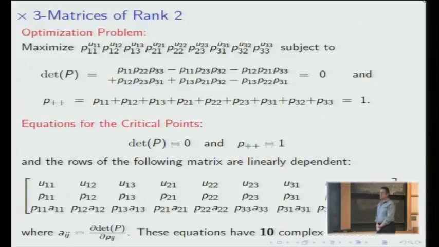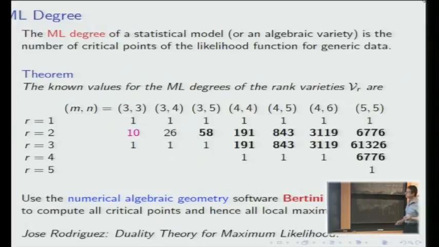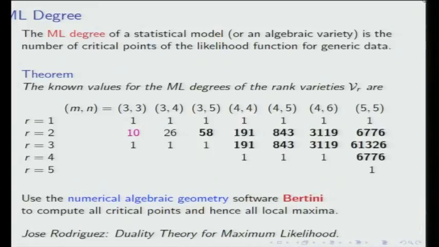determinant. So now you type this into your favorite computer algebra system, and you find that there are 10 complex solutions. So there are 10 complex critical points. In general, we study the ML degree, the maximum likelihood degree of a statistical model or a projective variety, which is the number of complex critical points for generic data. So if I have a random data set U, then there's a fixed number of critical points.